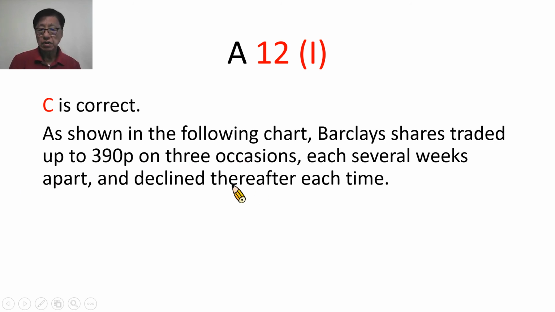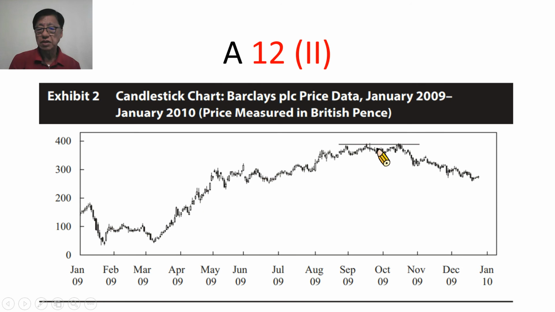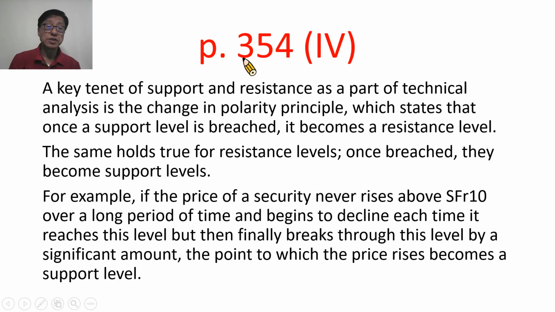on 3 occasions, each several weeks apart, and declined thereafter each time。他说就像下列的图，巴克莱的股价上涨到390便士总共有3次，每次间隔几个礼拜，而且每一次之后都是下跌。碰到这个压力带就下跌，碰到就下跌，碰到就下跌。好，354页他说 A key tenet of support and resistance as a part of technical analysis is the change in polarity principle, which states that once a support level is breached, it becomes a resistance level.